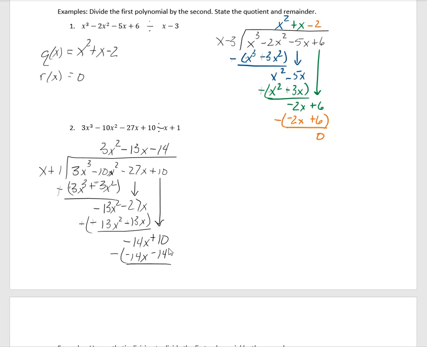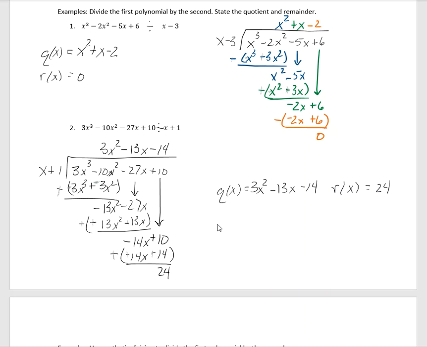We'll subtract this. Negative 14x minus a negative 14x. I might as well follow through, change my signs here. The 14x's cancel out. 10 and 14 makes 24. So my quotient is 3x squared minus 13x minus 14. And my remainder is 24.